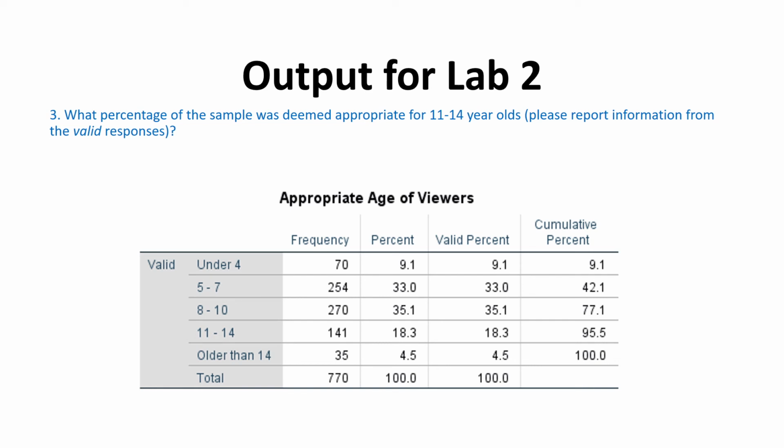Question 3 says, what percentage of the sample was deemed appropriate for 11 to 14-year-olds? Please report information from the valid responses. So once again, this is very similar to what we saw on the previous slide. We once again have a variable that has no missing cases. So both the percent and valid percent columns happen to look the same, but still look to the valid percent column when reporting percentages for any particular group. So you just need to match up the 11 to 14-year-old value with the valid percent and report the number that you see there.